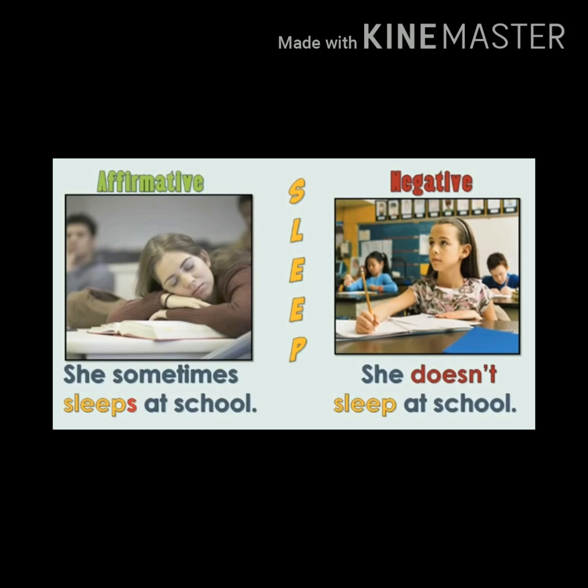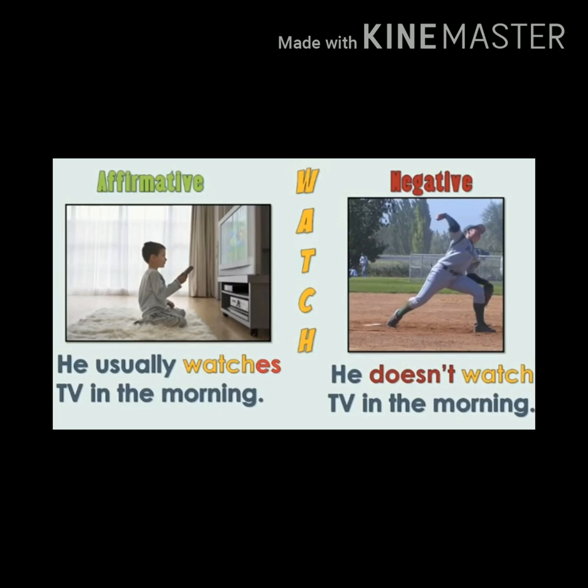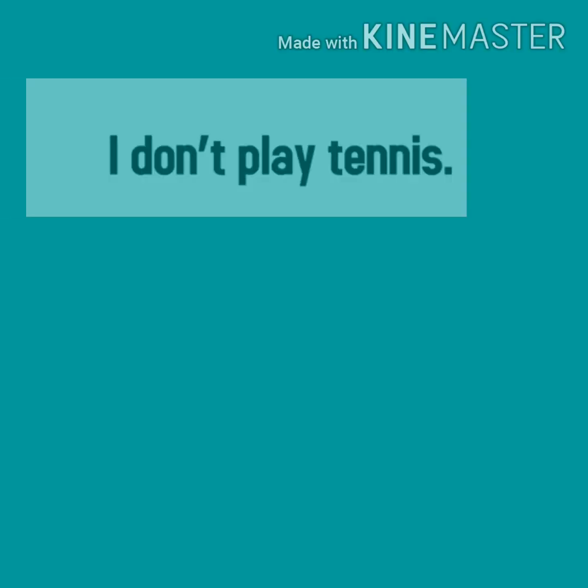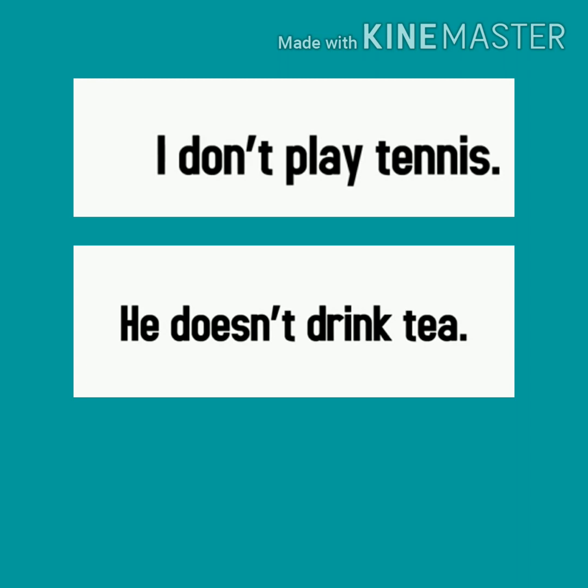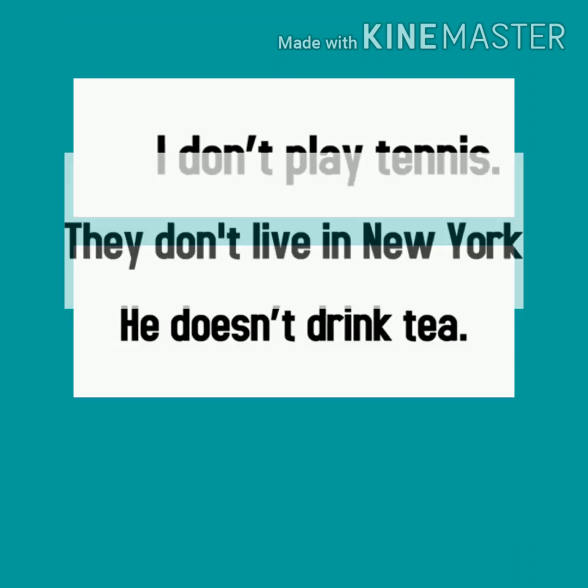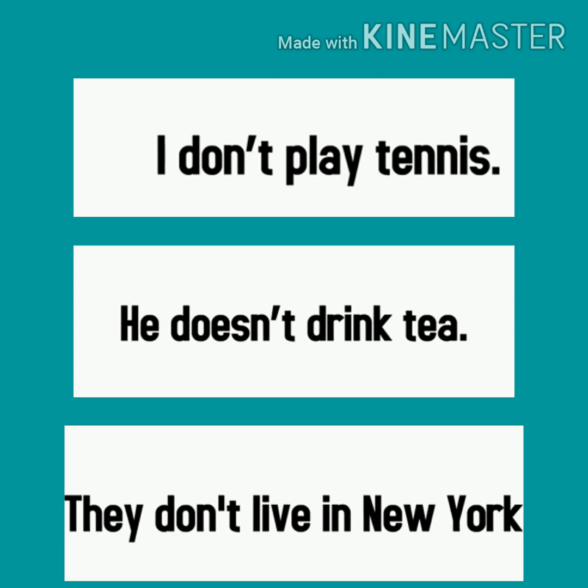Now we will have one more example. Just look at this. He usually watches TV in the morning. In negative, he doesn't watch TV in the morning. Here we remove es and simply use watch when we make it a negative sentence. So I think you understood these rules properly. Now let's take some more examples like I don't play tennis. He doesn't drink tea. And the last one you can say, they don't live in New York.